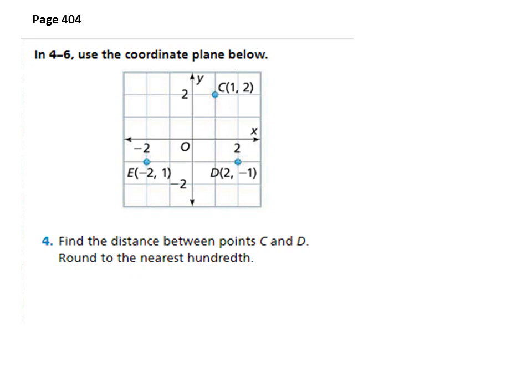Page 404. Read question 4 carefully. The question is, use the coordinate plane below to find the distance between points C and D. Round the answer to the nearest hundredth. Look at C and D. Think how to draw a triangle that contains CD as a hypotenuse.